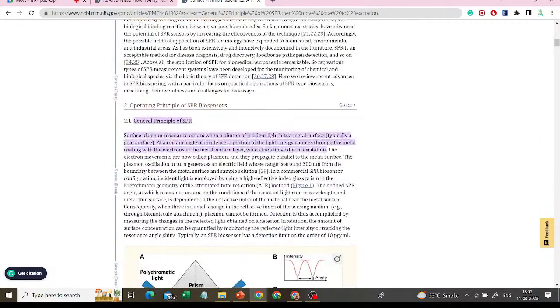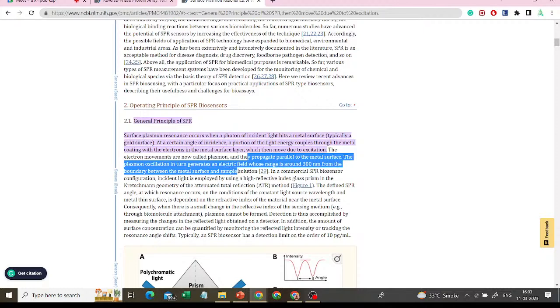So let us go to the general principle of SPR. It occurs when a photon of incident light hits a metal surface. Here typically gold is used. At a certain angle of incidence, a portion of the light energy travels through the metal coating and the metal surface layers, which then move due to excitation. These electron movements are called plasmons. It is generally used very much in physics, in various experiments and measurements. They propagate parallel to the metal surface. Then an evanescent electric field forms at the boundary with the sample solution.